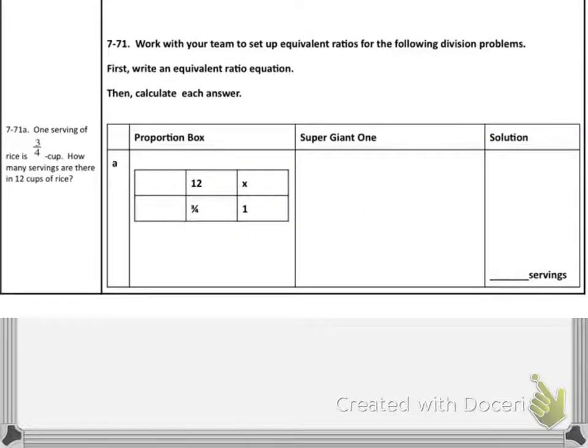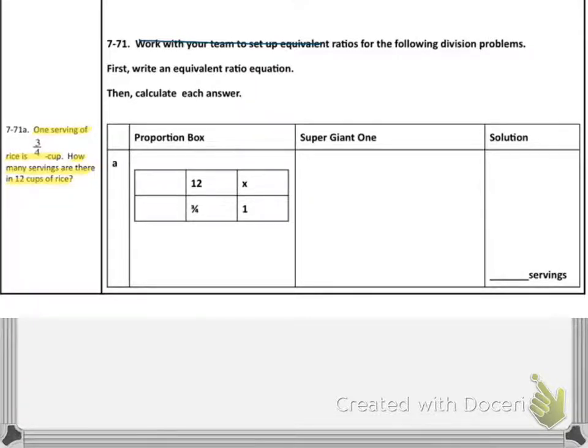Let's take a look at our next example, 771. Instead of working with your team, today we are going to work with a video. We are going to set up equivalent ratios and solve the division problems. When we look at this, we're going to do a proportion box. Again, units are the most important thing when you're talking about a proportion box. Let's look at the question. The question is saying 1 serving of rice is 3/4 of a cup. How many servings are there in 12 cups?